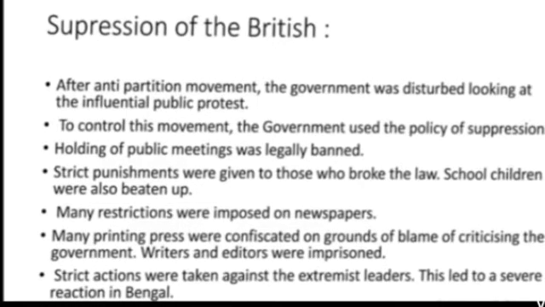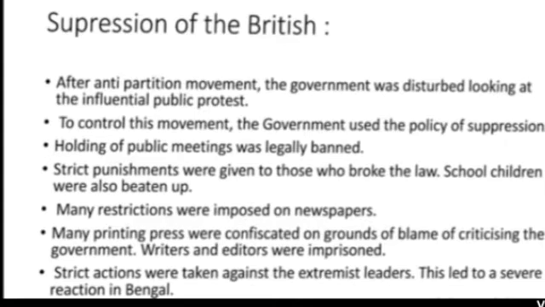After the anti-partition movement, the government was disturbed looking at the influential public protest. Many of the activities were against the British, and the British government was disturbed seeing the movement against them. To control this movement, the government used the policy of suppression. Holding of public meetings was legally banned. Strict punishments were given to those who broke the law. School children involved in the movements were also beaten up by the British.